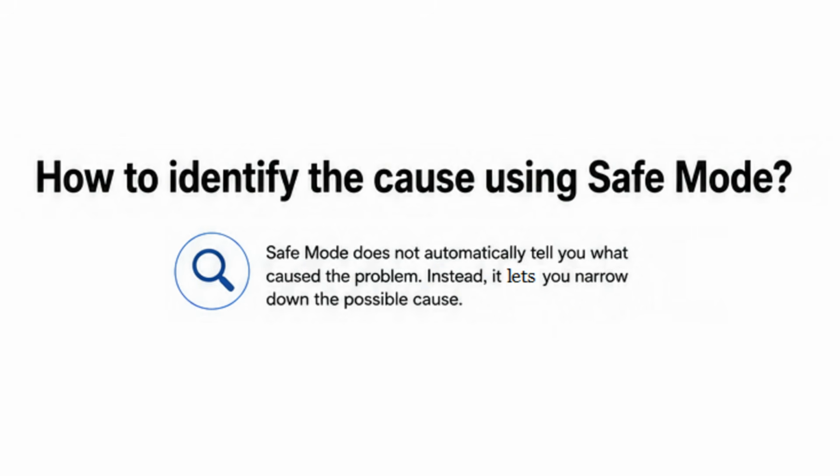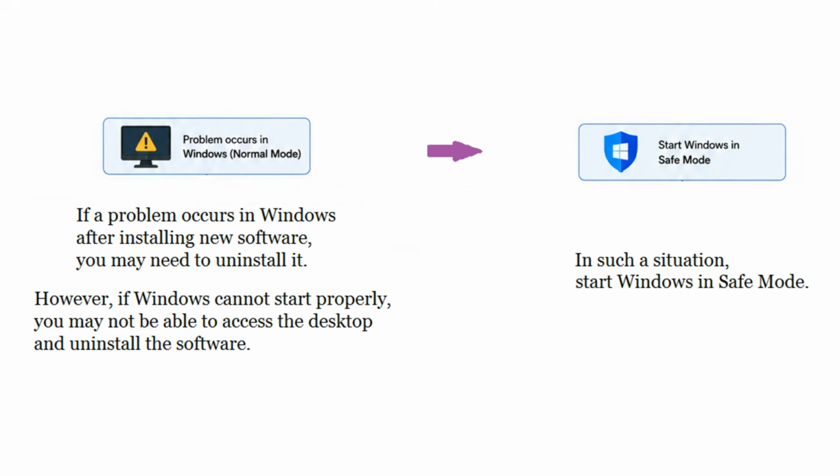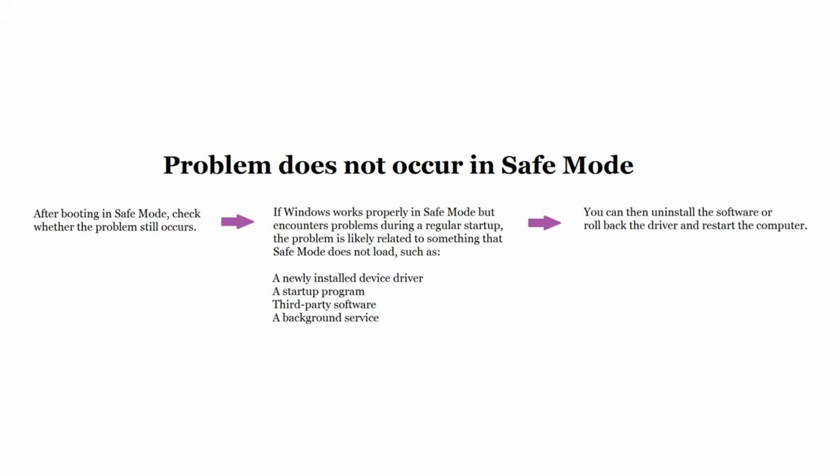How to identify the cause using safe mode? Safe mode does not automatically tell you what caused the problem. Instead, it lets you narrow down the possible cause. If a problem occurs in Windows after installing new software, you may need to uninstall it. However, if Windows cannot start properly, you may not be able to access the desktop and uninstall the software. In such a situation, start Windows in safe mode. After booting in safe mode, check whether the problem still occurs.